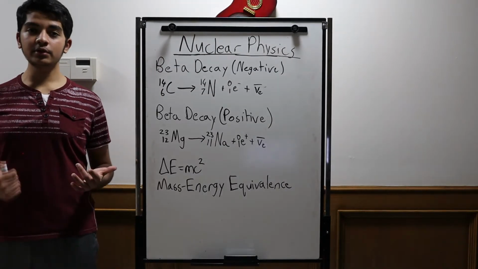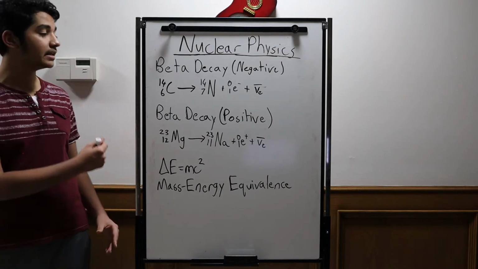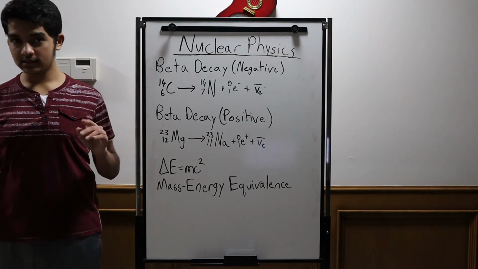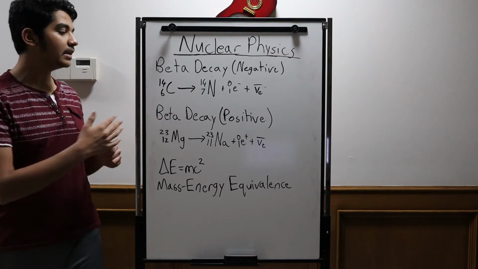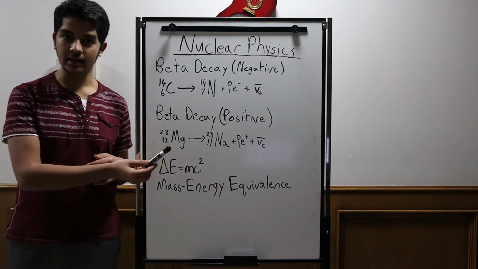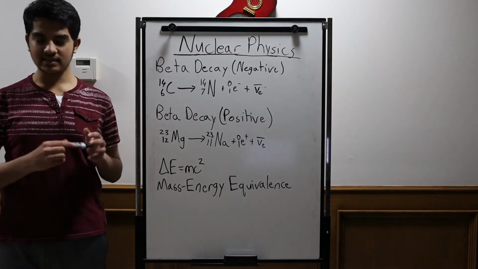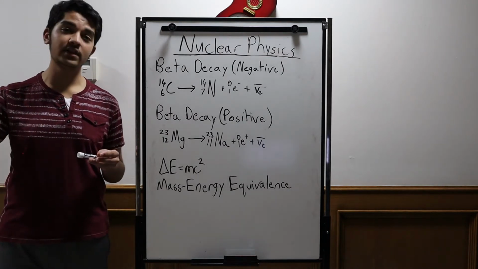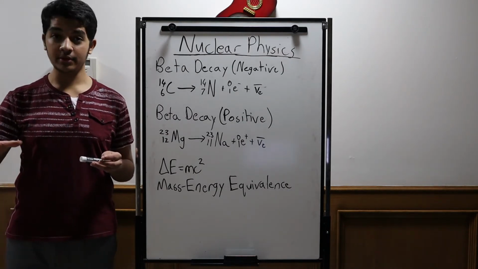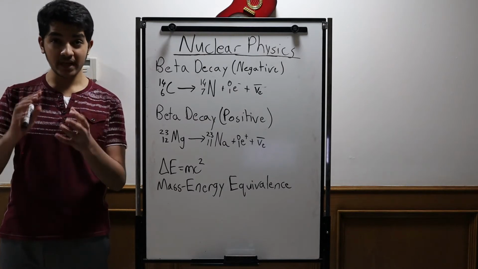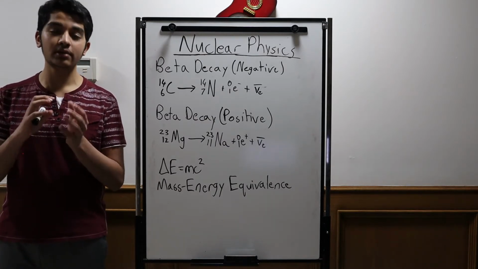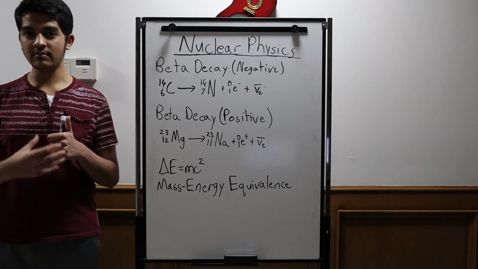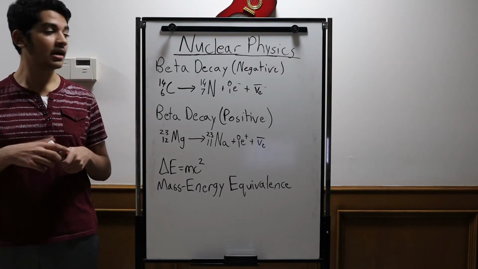So the next type of nuclear decay that we're going to look at is beta decay. And beta decay itself can be split into two components. One of them is negative beta decay and one of them is positive beta decay. Now, beta decay doesn't happen for the same reason that alpha decay happens. Alpha decay happens because there are so many protons and neutrons that the strong nuclear force can't hold them together anymore. So to become more stable, the atom ejects a helium atom.